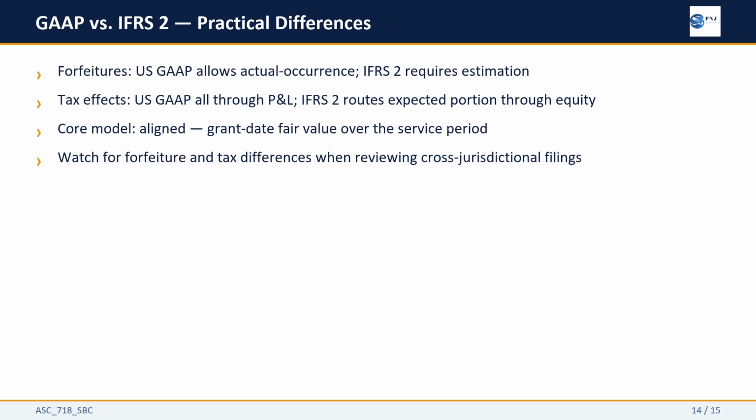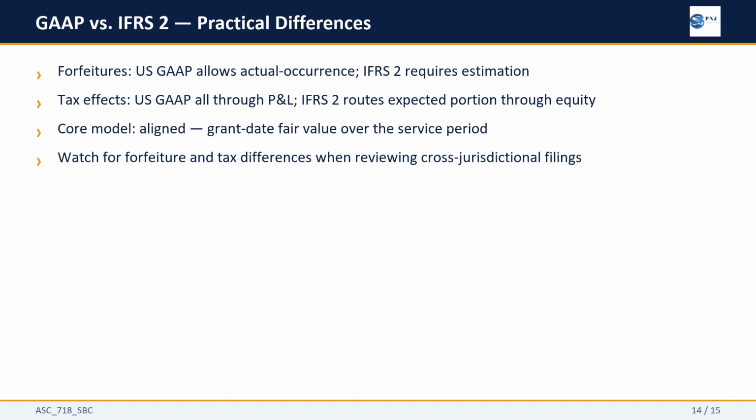IFRS 2 and ASC 718 share the same core principle and are broadly converged. The two practical differences that arise most often in real engagements are forfeitures and tax accounting. On forfeitures, U.S. GAAP allows entities to choose between estimating expected forfeitures or recognizing them as they actually occur. IFRS 2 requires estimation only. Companies with high turnover in markets where both standards apply will show different early period SBC expense patterns.